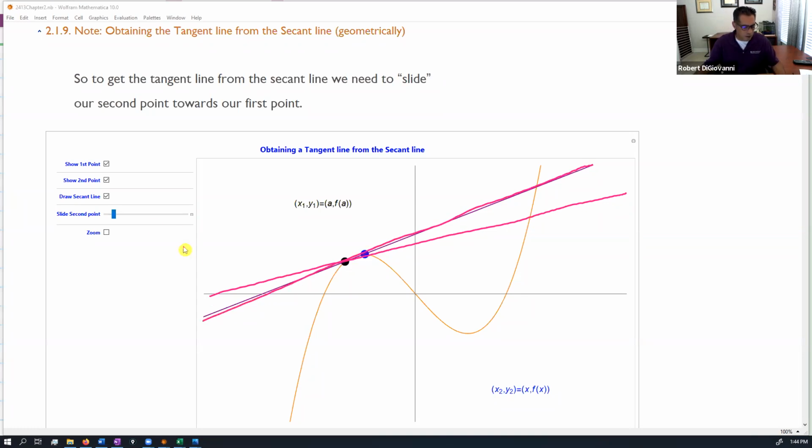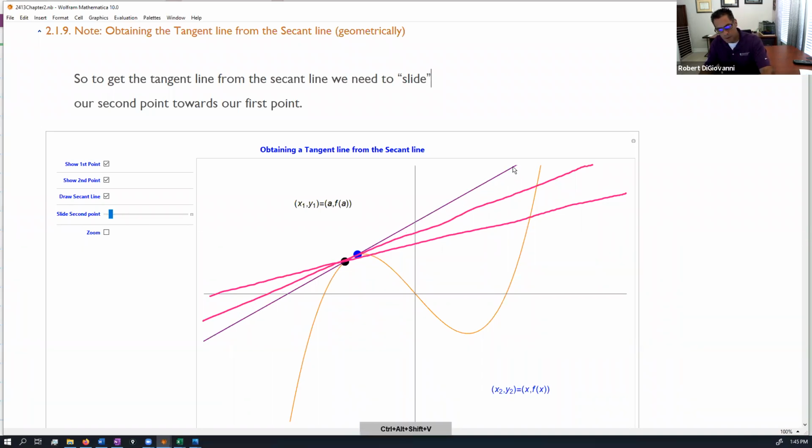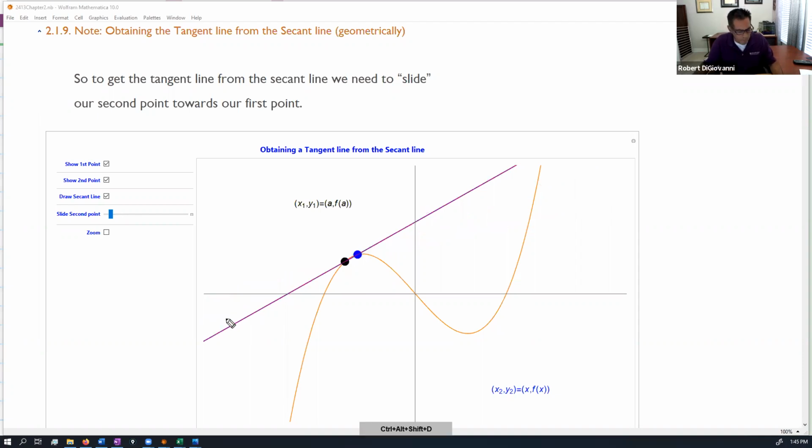And then if I move it a little bit closer, I have a different line, right? Now think carefully about what I'm going to ask you to consider at this point. As the blue dot gets closer to the black dot, I'm creating a sequence of lines, aren't I? That sequence of lines is approaching one specific line. Like they seem to be getting closer and closer to something.